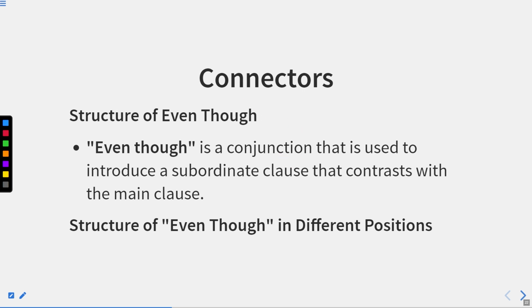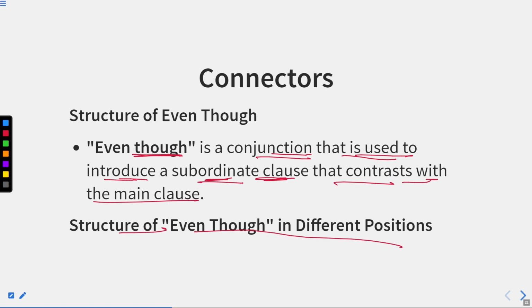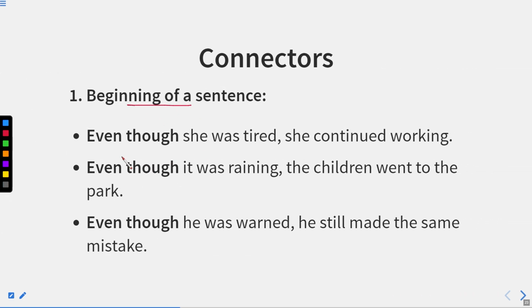Structure of even though. Even though is a conjunction that is used to introduce a subordinate clause, as we have done earlier with the although and though conjunctions. Here as well, even though is a conjunction that is used to introduce a subordinate clause that contrasts with the main clause. Structure of even though in different positions. Beginning of a sentence. Even though she was tired, she continued working. So we can use the conjunction even though at the beginning of the sentence. She was tired, she continued working. So her tiredness did not affect her working.